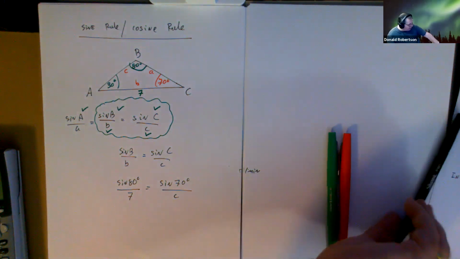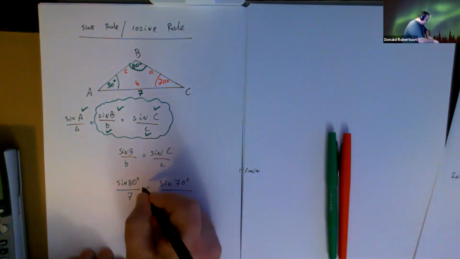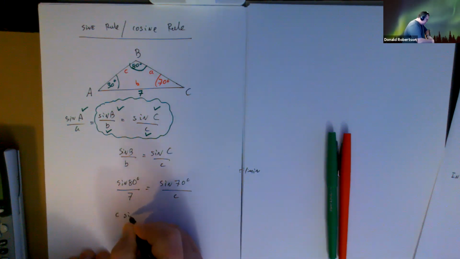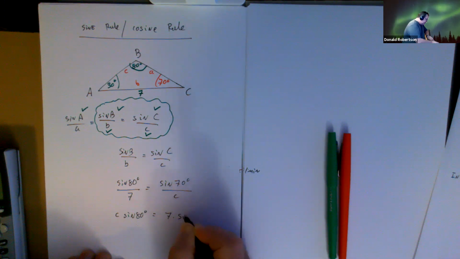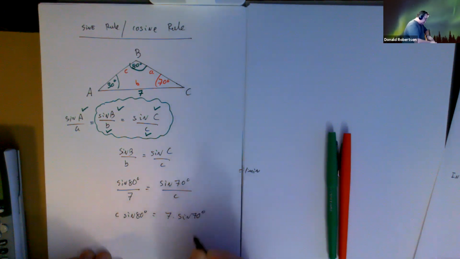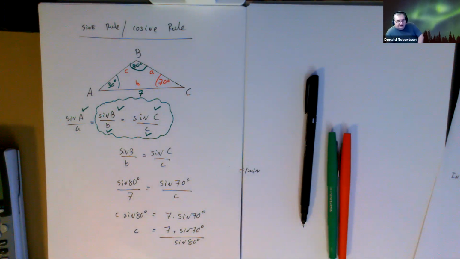The way that you solve them is pretty much the same each time. Can you see that we're going to be doing a cross multiplication first? And the cross multiplication of these two gives c sine of 80 degrees equals 7 times the sine of 70 degrees. And then to get little c, you divide both sides by the sine of 80. If you can, most situations you should be able to do this.